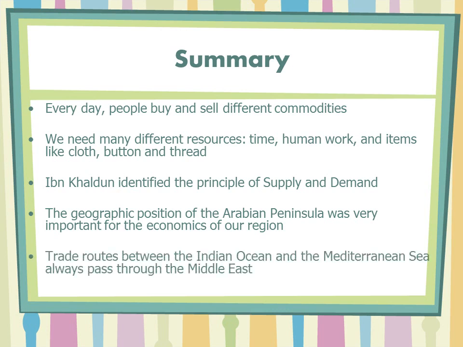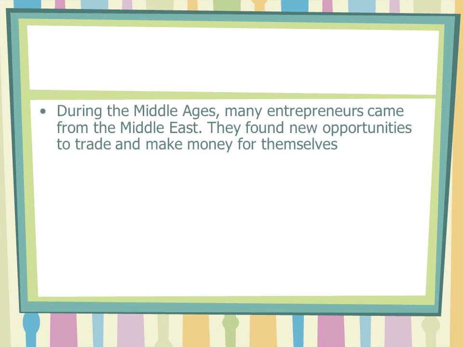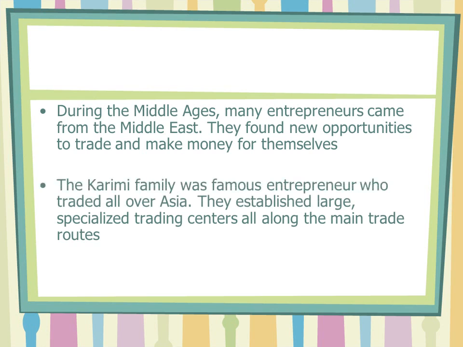Trade routes between the Indian Ocean and the Mediterranean Sea always passed through the Middle East because they were the middlemen. During the Middle Ages, many entrepreneurs came from the Middle East. They found new opportunities to trade and make money for themselves. The Karimi family was a famous entrepreneur family who traded all over Asia. They established large specialized trading centers all along the main trade routes.